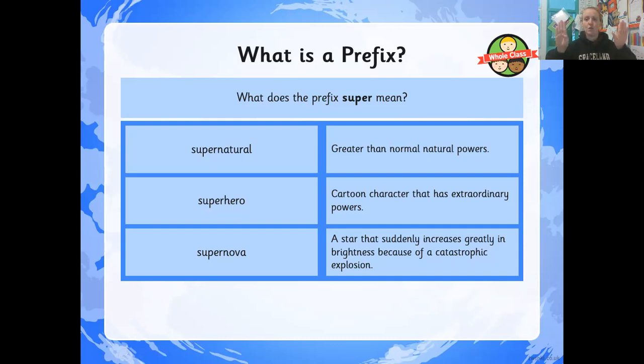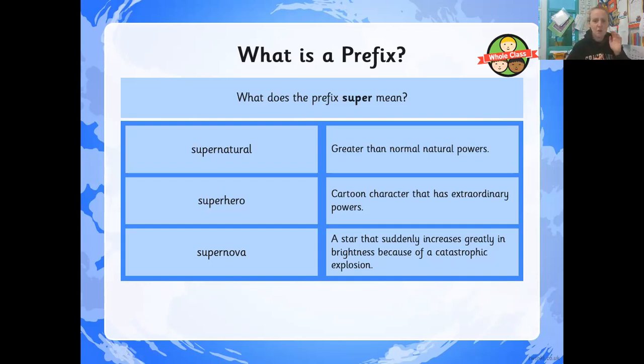And then we've got supernova. Well, nova would be describing a star, but a supernova is describing a star that has extra brightness because of a catastrophic explosion, because of a big explosion. So a star that suddenly increases greatly in brightness because of this explosion. So that means it's got greater.